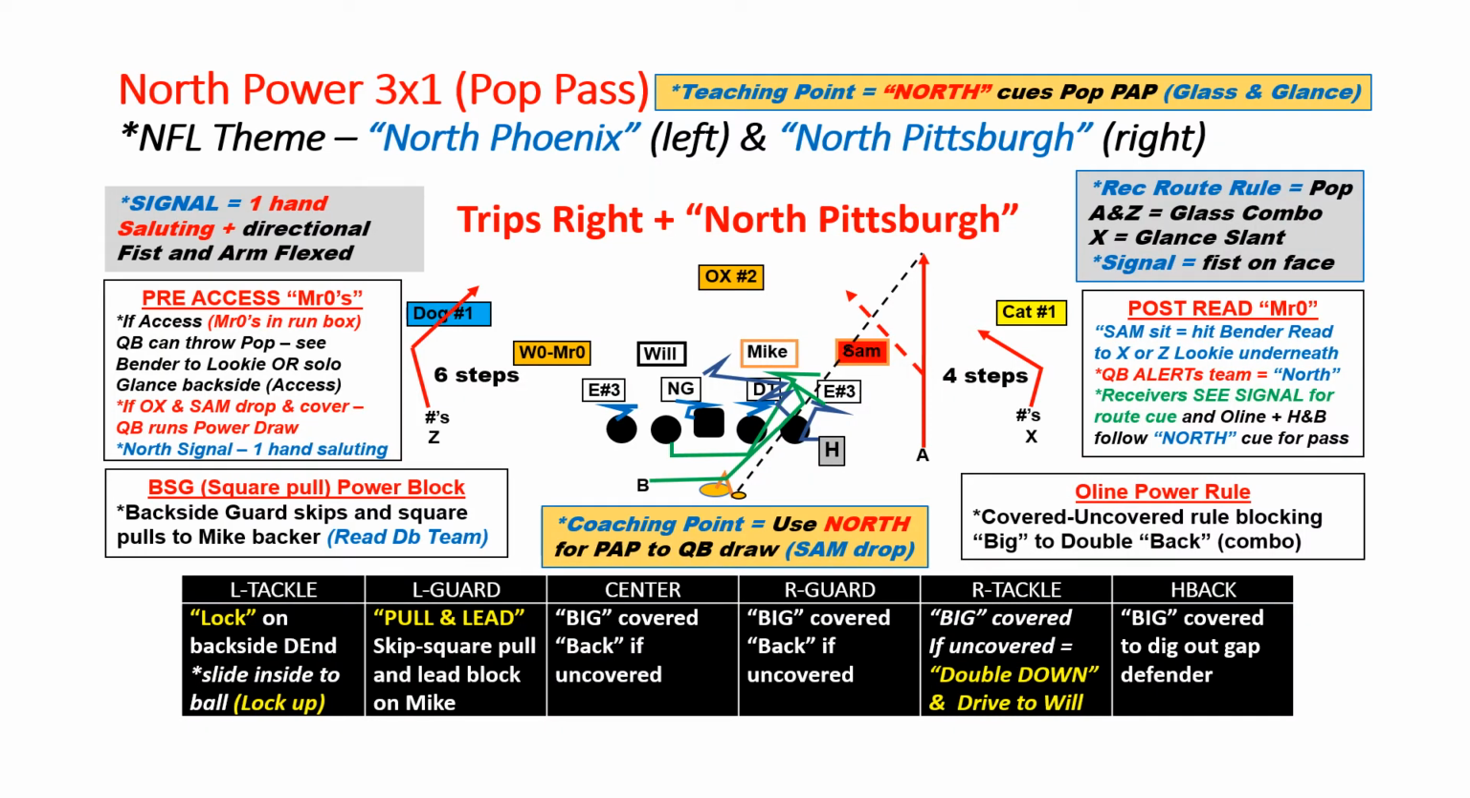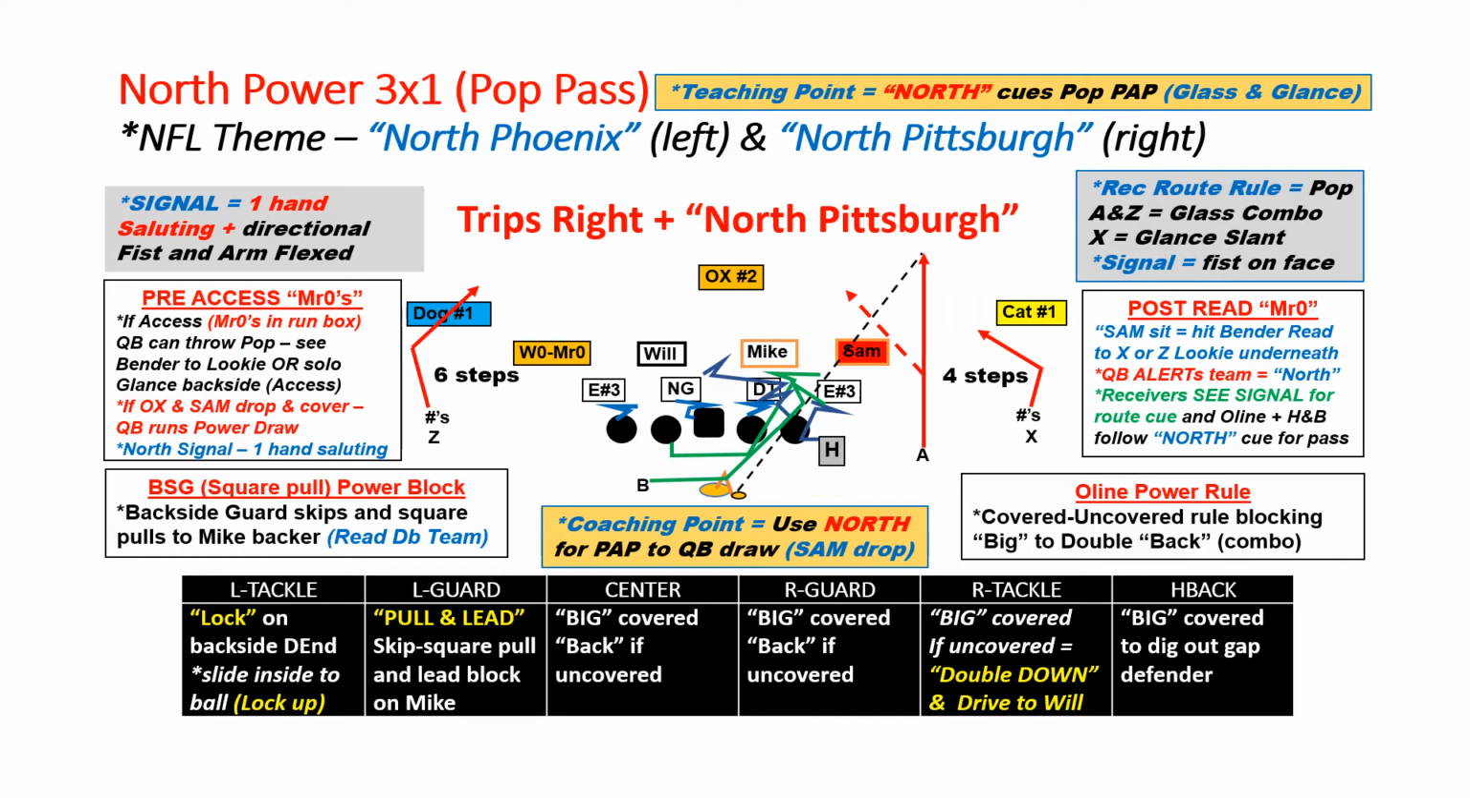So our first play action pass is what we call a north power. You'll see it out of a 3x1 here. You can run it out of 3x1 or 2x2, because again, we're just going to use our core pop routes that we use for our RPOs. What north does as a verbal cue is tell our O-line that it is play action pass, but they still use their power blocking scheme and techniques. But obviously, since it's pass, we've got to stay on the line of scrimmage with this.